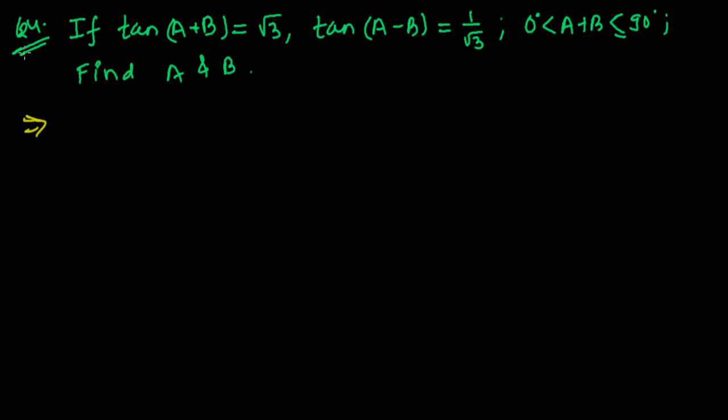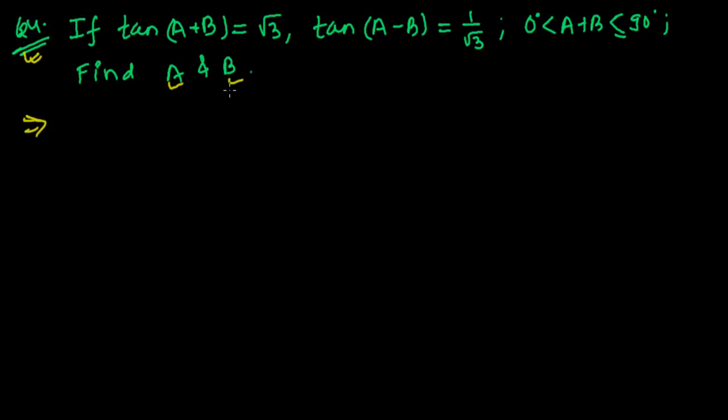Here is another problem. This is our fourth question in this topic. If tan(a + b) equals root 3 and tan(a − b) equals 1 upon root 3, where a + b, the sum of a and b, is greater than 0 but may be equal to or smaller than 90 degrees. Okay, so now we have to find the value of a and b.